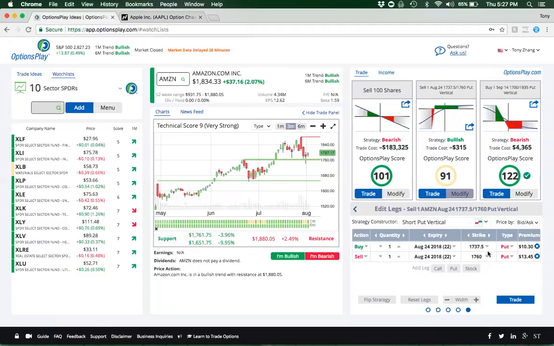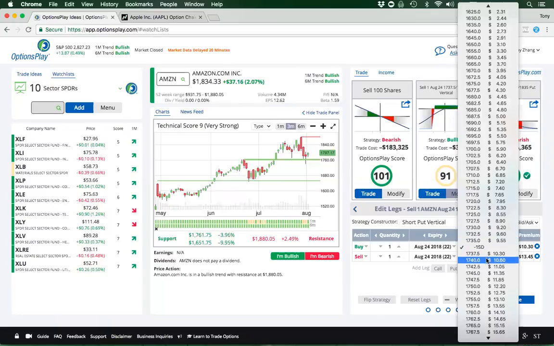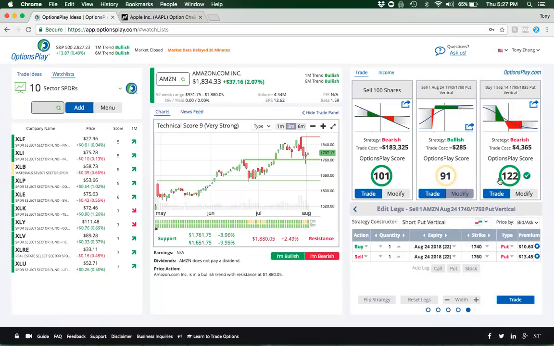Let's say I sold the 1760s and I bought the 1740s. So this is a credit spread that I've sold on Amazon, or I'm sorry, I don't know why I'm looking at the 1700s. I meant the 1800s. Let's see.